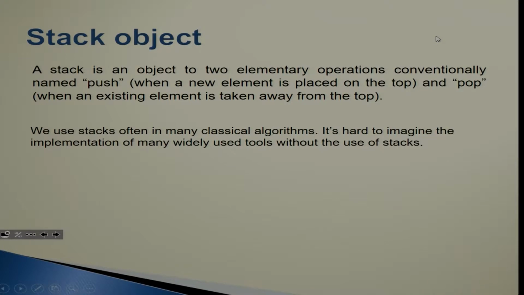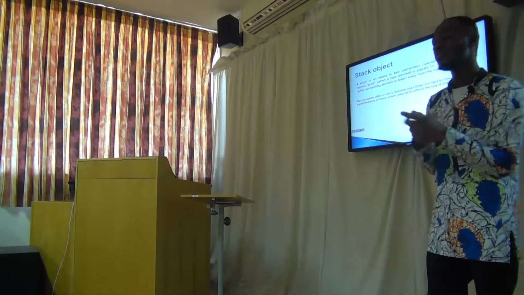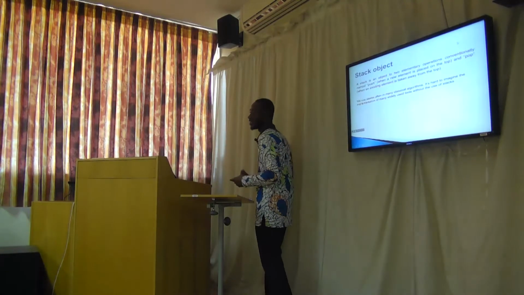This is what I try to explain to you using that table, right? Like a new element is placed on top, right? On the pop, an existing element is taken away from the top, right? Kind of like how the register stores data and then how you can manipulate that data inside, right?